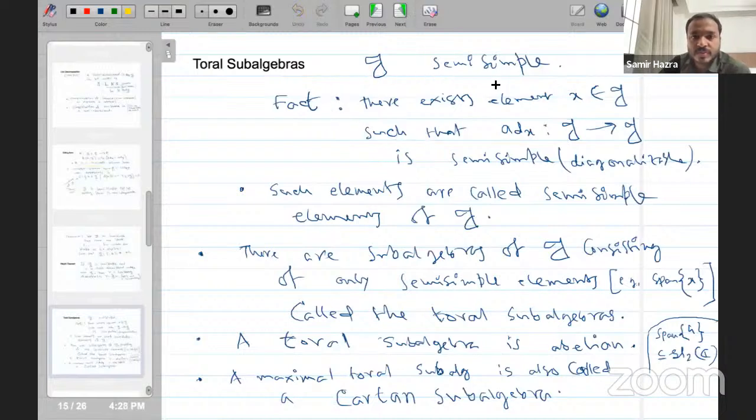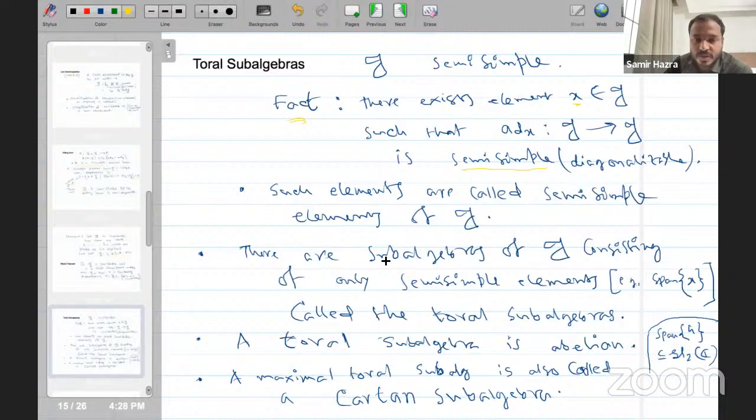So now if G is a semi-simple Lie algebra, then there is an important fact to note: there exists an element X inside the semi-simple Lie algebra such that ad X, which is the linear map from G to G, is actually diagonalizable, or we call it semi-simple. So there always exist such elements. One has to prove this, a long proof in several steps. Anyway, such elements are called semi-simple elements of G.